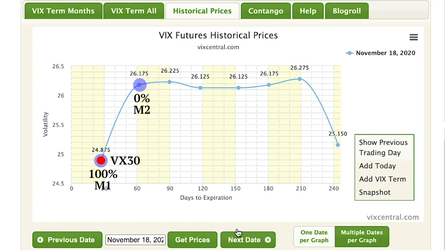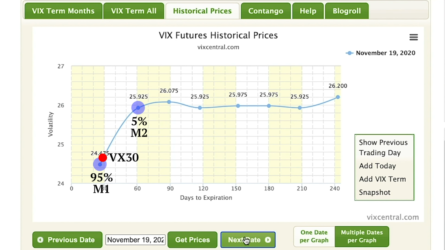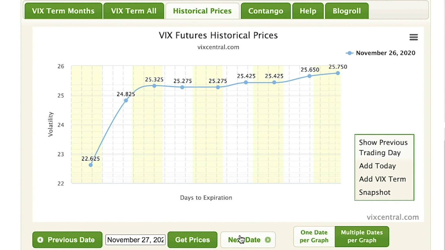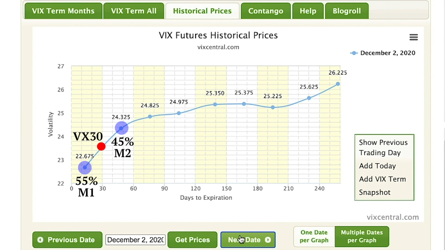Now, if we click forward one day, a small amount of that front month representation is shifted towards the back month. And now that VX30 contract is moving slightly forward of the M1. It's only one day, it's just a little bit, but that rolling 1 month contract is now using a little bit of that M2. Now, if we click forward to mid-cycle, say December 2nd here, now the rolling 1 month contract, VX30, is roughly half of the front month M1 and half of the back month M2. So it's representing both, and it's right there in the middle.